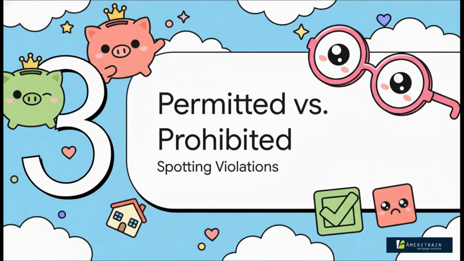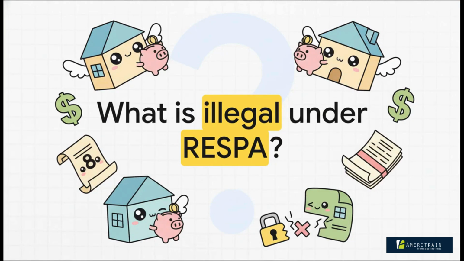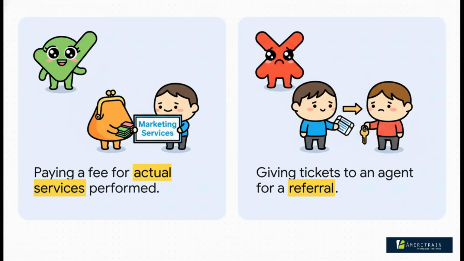All right, Section 3, prohibited versus permissible, and spotting violations for the exam. So we've got our 4 pillars down. Now let's actually apply them. Because the exam isn't just going to ask you for definitions. It's going to throw scenarios at you, and your job is to spot the difference between what's okay and what's a flat-out violation. So what is actually illegal under RESPA? This is the core question you're going to face on the exam. It'll be disguised in all sorts of different scenarios, especially when they're testing your knowledge of, you guessed it, Section 8.